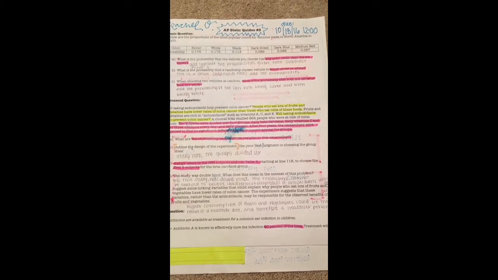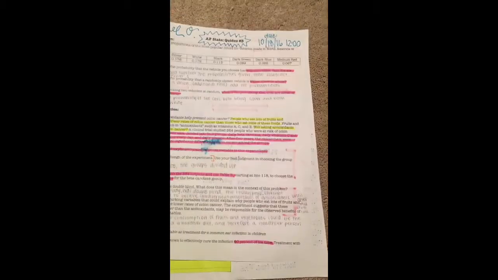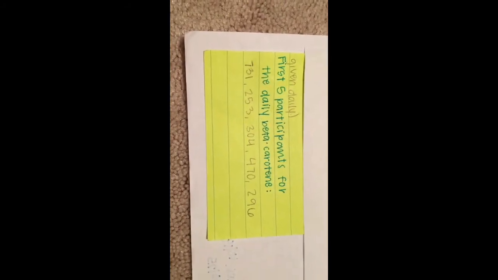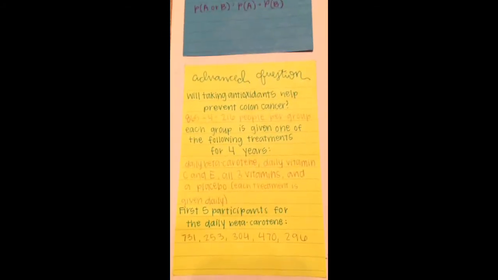Part C asks us to choose the first 5 subjects for the beta-carotene group. So we went into Table B at the front of our textbook, and we picked these numbers, 731, 253, 304, 470, and 296. Now, these numbers were obviously going to have to be 3 digits, but if they were anything higher than the total number of 865, they would have been disregarded, just as a double would have been disregarded, or repeat.